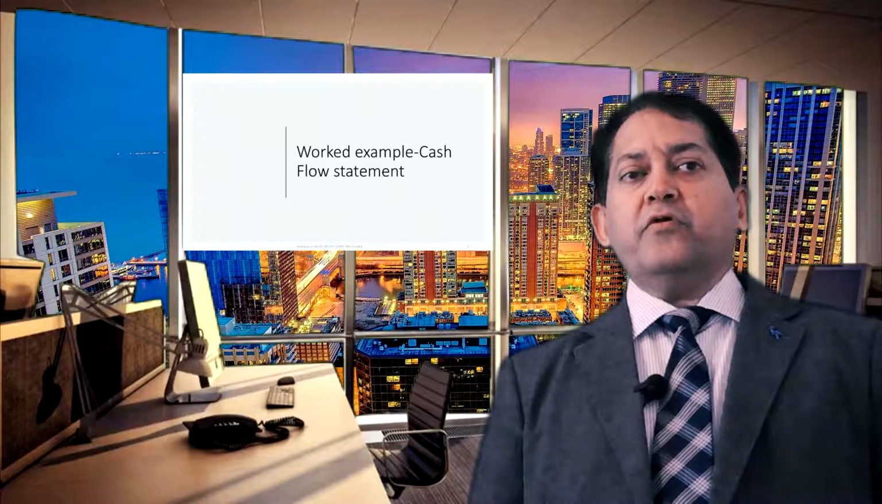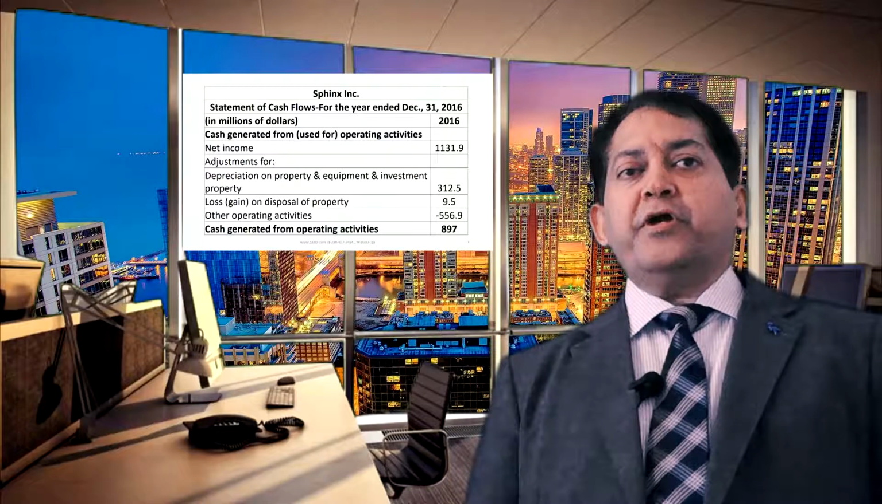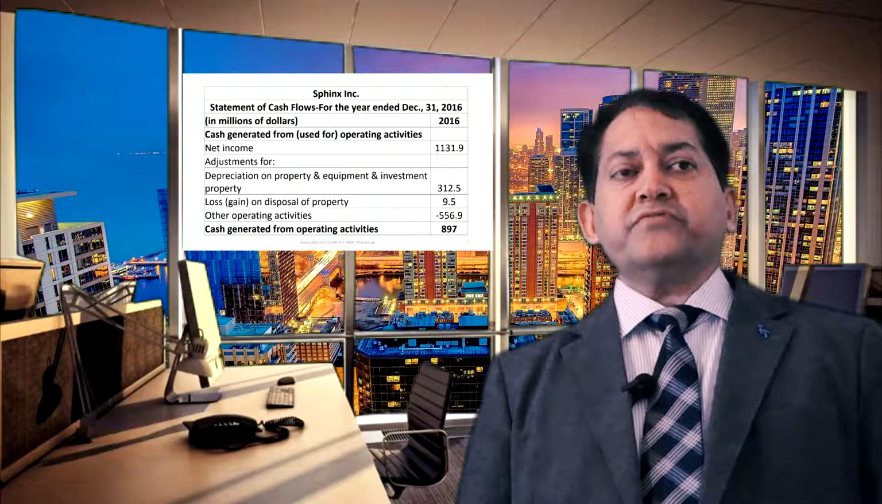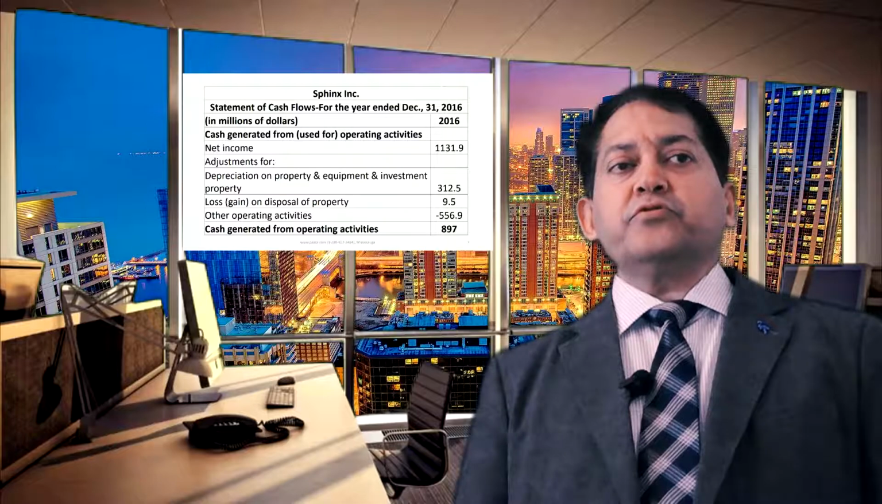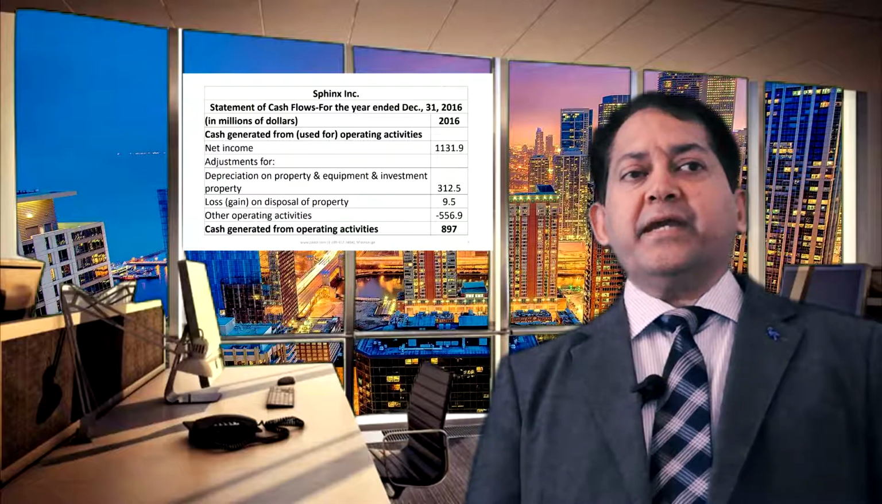Now here's a worked example of a cash flow statement. This cash flow statement is prepared for the year ended December 31st, 2016, and all the values are expressed in millions of dollars. First, we look at cash generated from or used for operating activities.